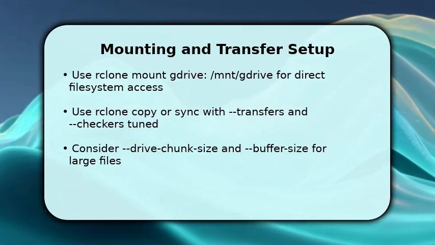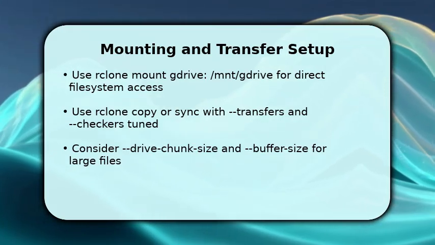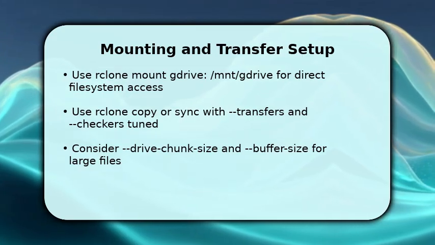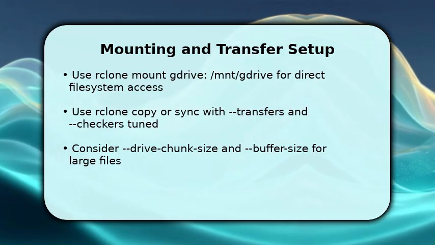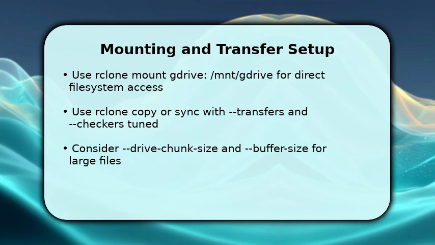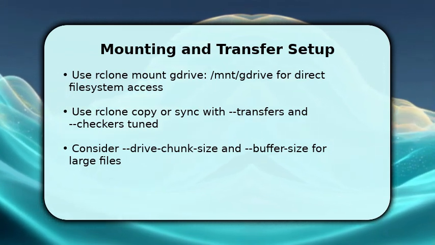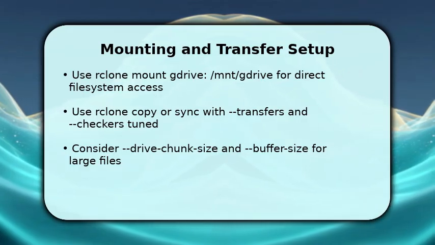For uploads or syncs, use rclone copy source GDrive:folder or rclone sync with --transfers 4 and --checkers 8 to balance concurrency. Adjust --drive-chunk-size to 64M or 128M for big files, and set --buffer-size to prevent memory spikes. Once configured, run a small test folder to confirm speeds and behavior before bulk operations.